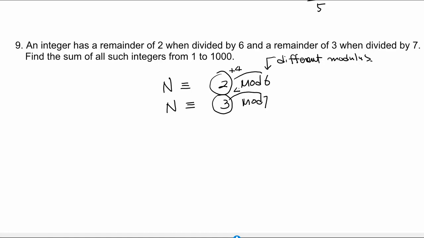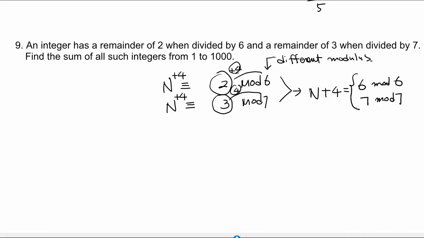So you can add 4 to the same number. This 4 is not related to 6 and 7, so you can add it to both sides: n plus 4, n plus 4. From here we can say n plus 4 equals 6 mod 6, and 7 mod 7. You can say it this way. So what is 6 mod 6?